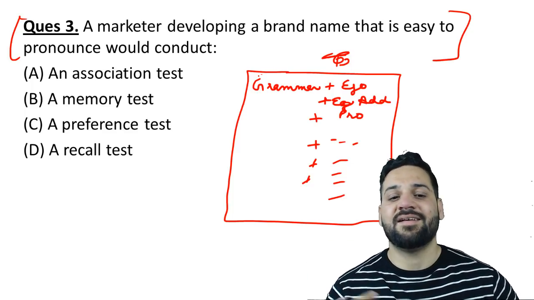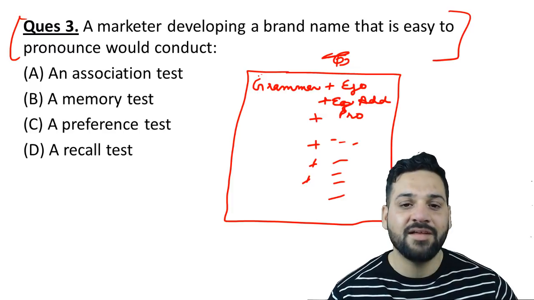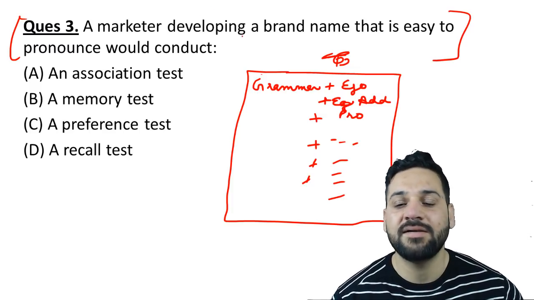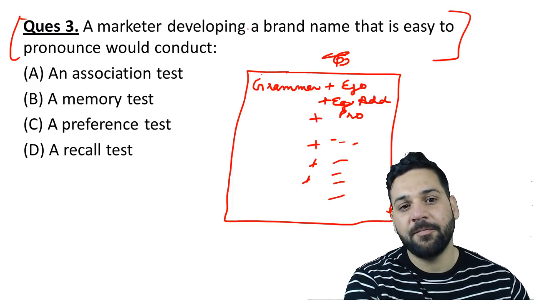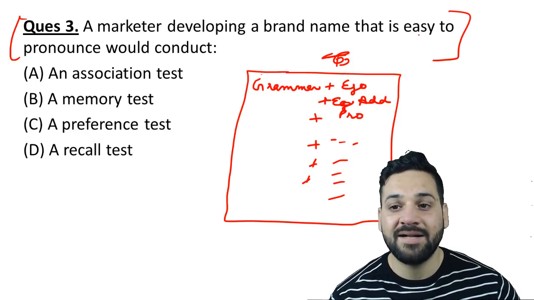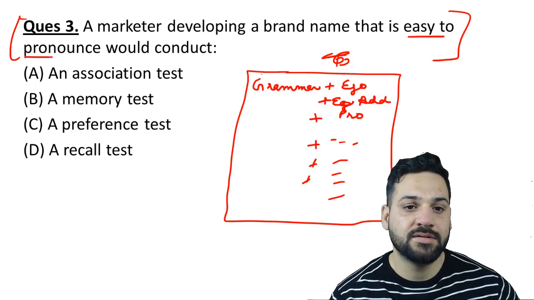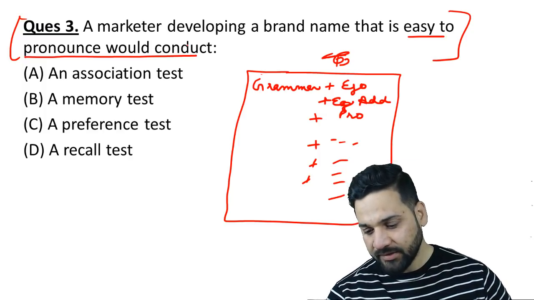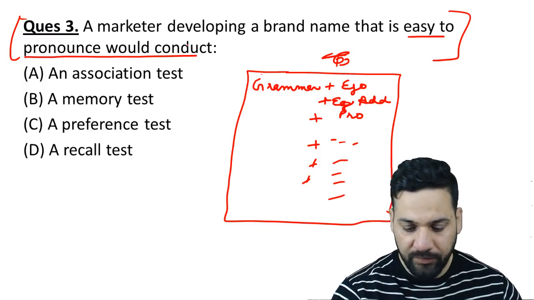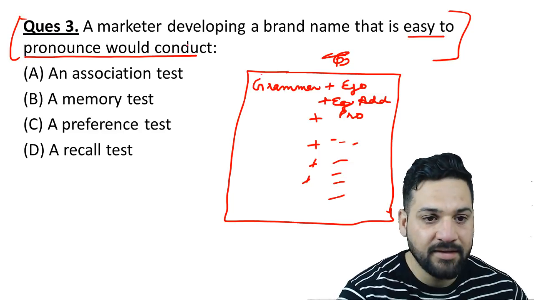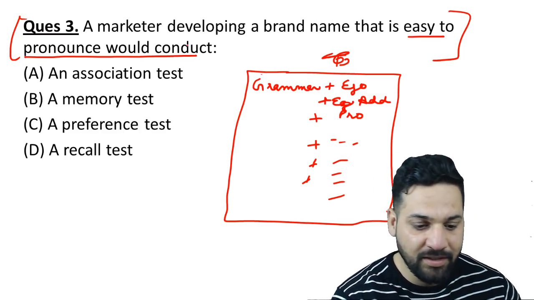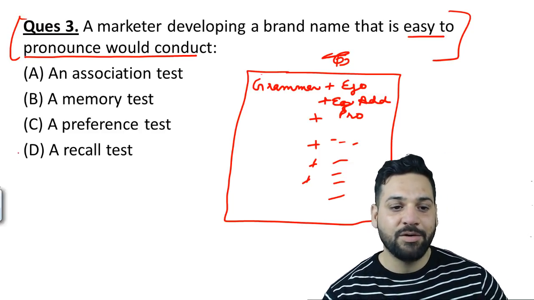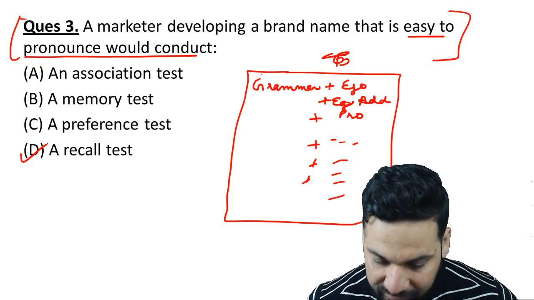So this is a strategy that marketers use. A marketer develops a brand name that is easy to pronounce. So that is what? Give me your answer. Yeah, most of you, but again, you're giving me wrong answers as well. That is a recall test. Okay, that is a recall test.